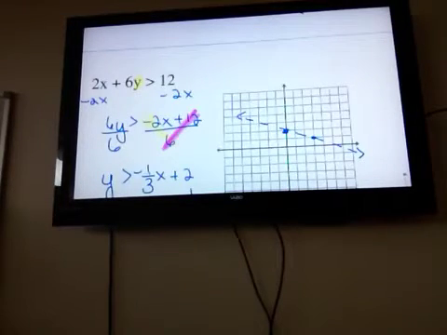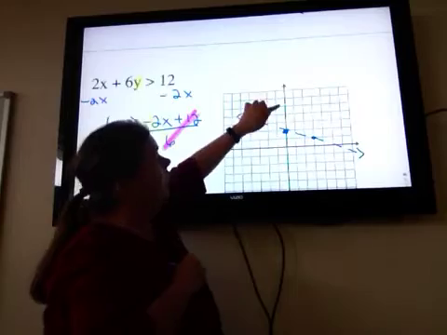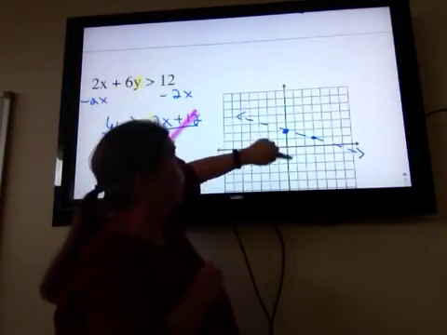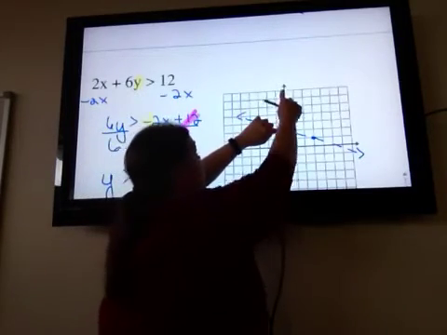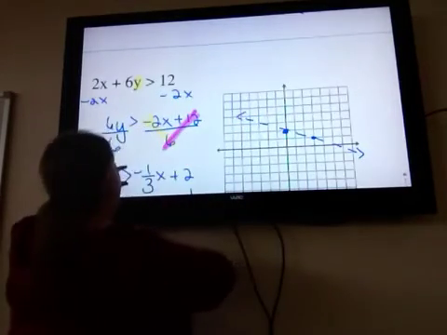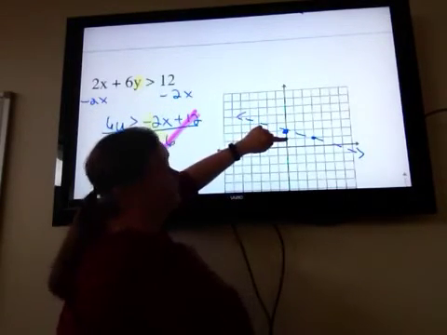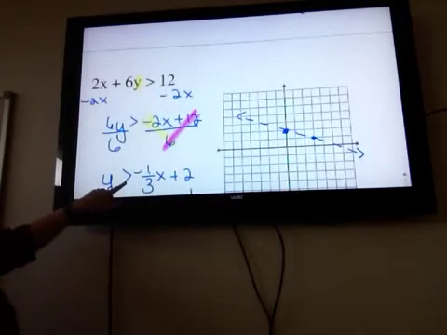That doesn't make sense to you? Okay. Here's my 2 right here. Where are the numbers on this axis? We're looking at this darker black line, the y-axis. This is 2. So where are the numbers on this line that are bigger, that are greater than 2? Why would you do greater than? Because that's the symbol in the question.